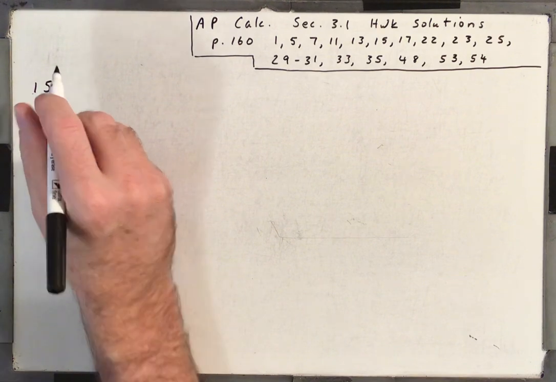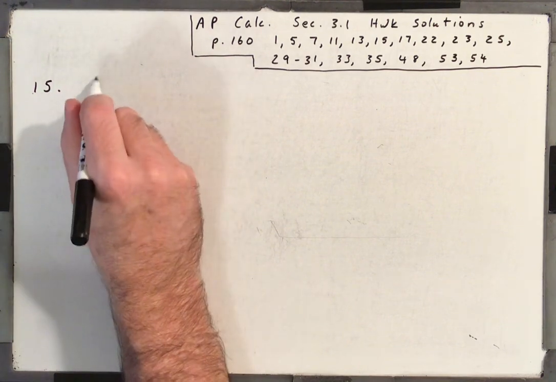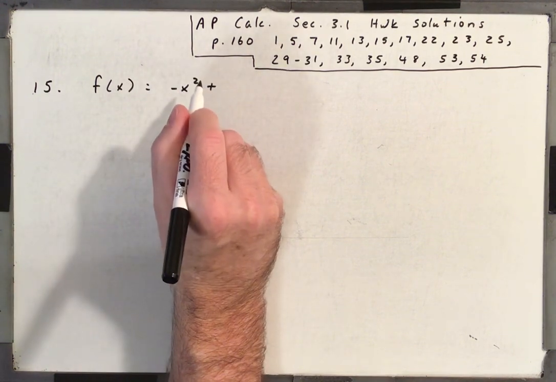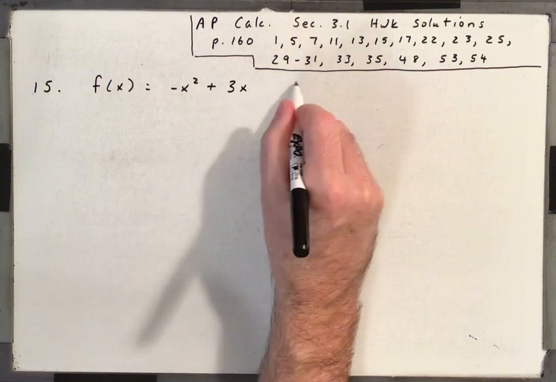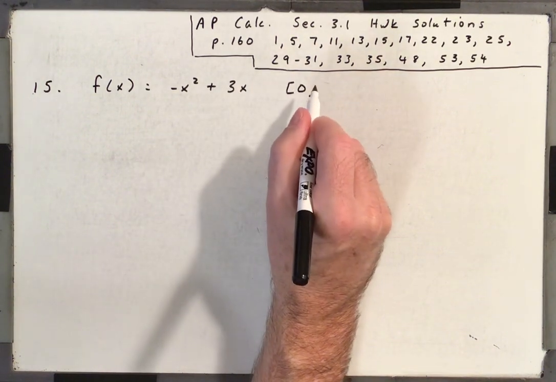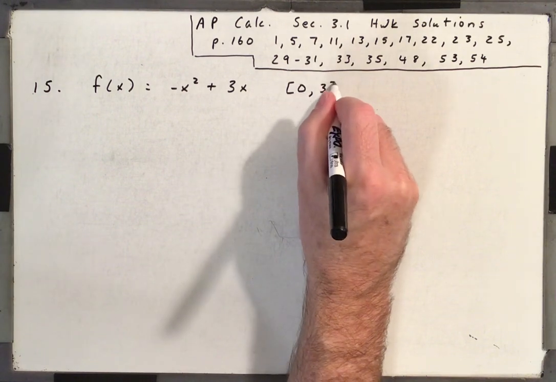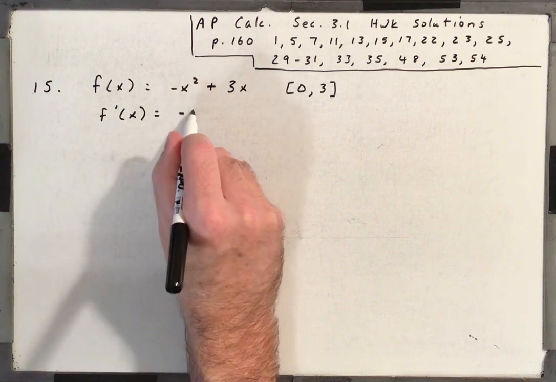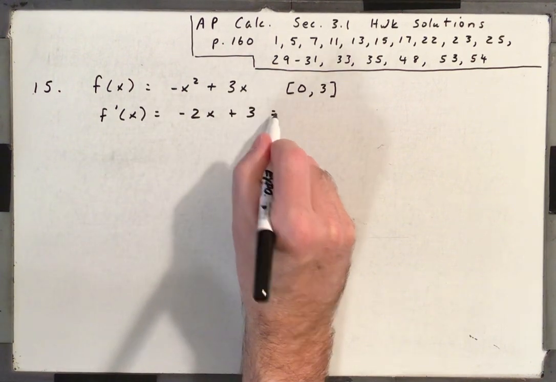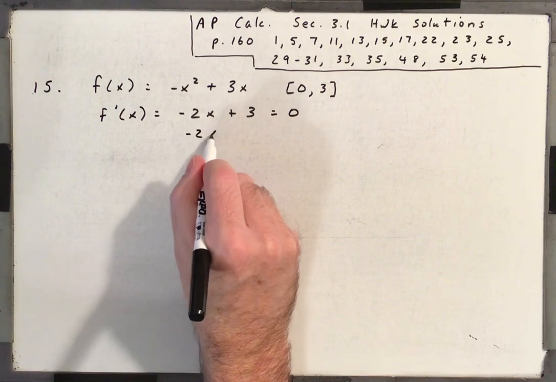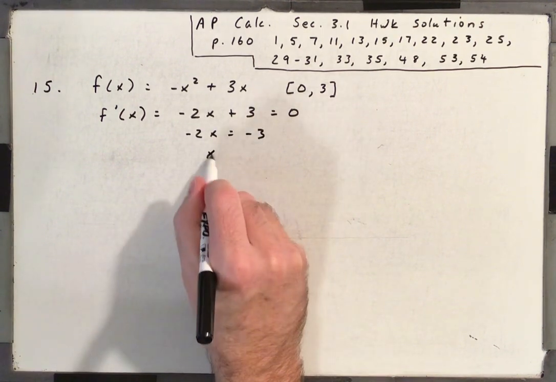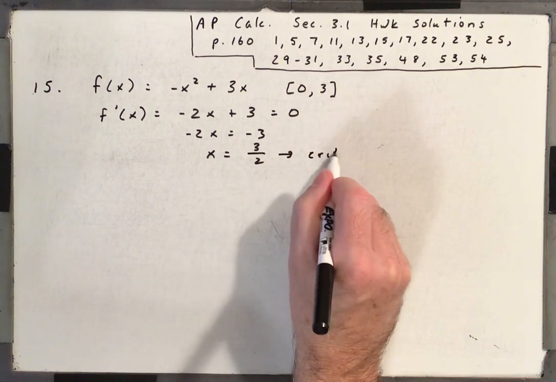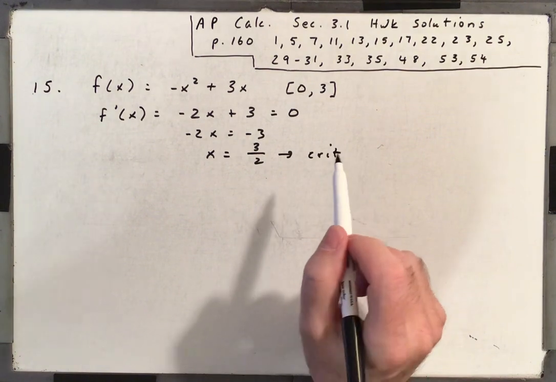All right, 15, we've got f of x is -x squared plus 3x, and we are on the interval 0 to 3. Right, f prime of x would be -2x plus 3. We're going to set that equal to 0. -2x is equal to -3. So x is equal to 3/2, and that is our critical point, and that is within the interval.